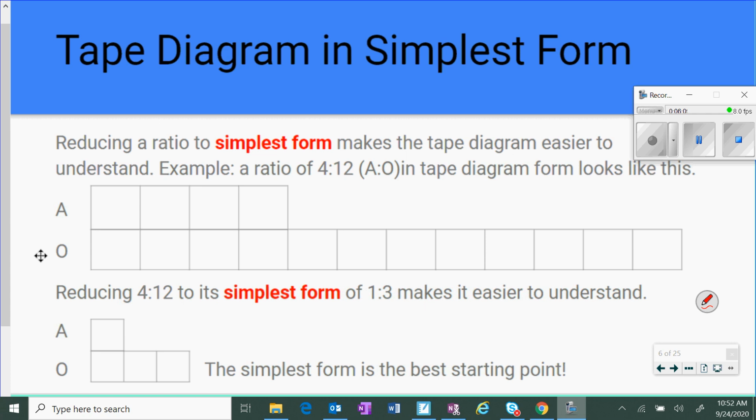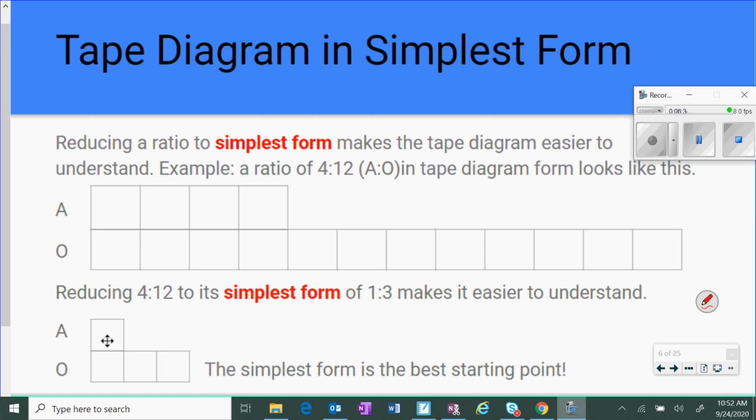So, what we can do, and what you always want to do, is reduce it down to simplest form. We take 4 to 12, and we reduce it down to 1 to 3. How did we do that? Jaden? You divided it by 4. Yes, exactly. We divided each side by 4. So we divided 4 by 4, we got 1. We divided 12 by 4, we got 3. And that took us down to simplest form. We can't divide it any further.